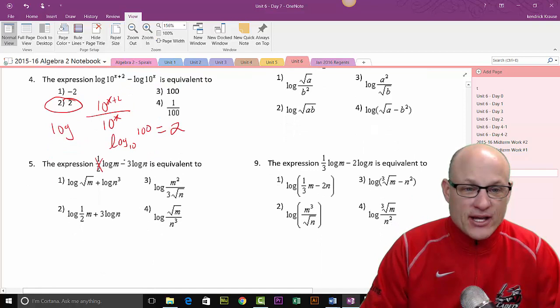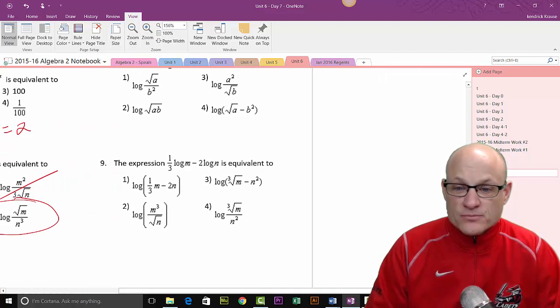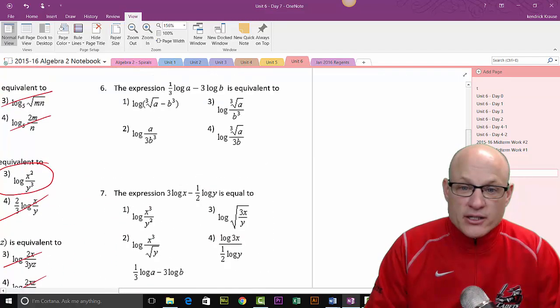All right, let's return these exponents. A half as an exponent is a square root. So how many of those have a square root of m? So we're down to those. Return this 3. Who's got an n cubed? N cubed, n cubed. Subtraction goes to division. All right, that's them. First 8 are done.